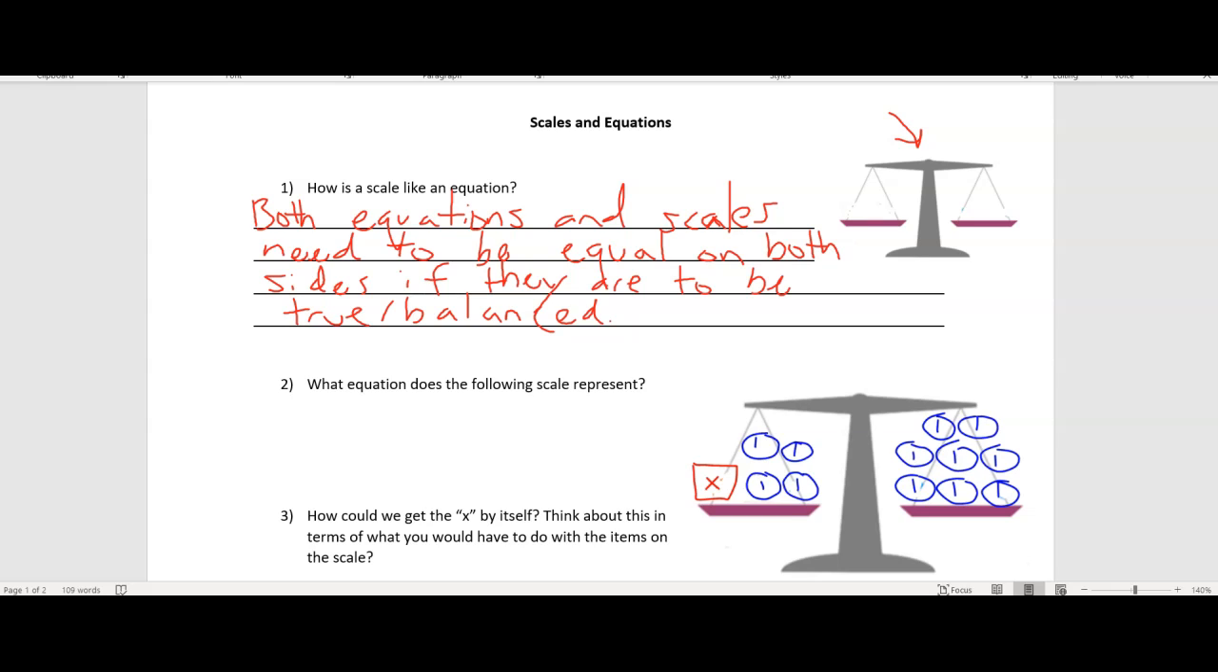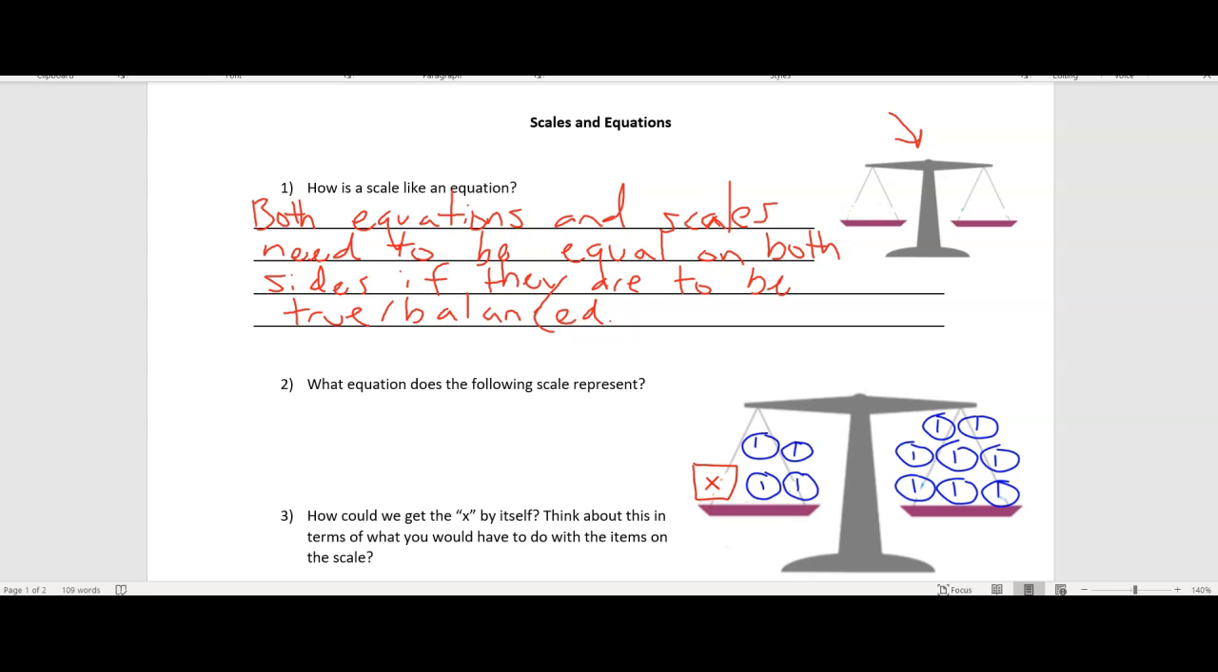You may not see the exact same thing on both sides, right? One side may have an x, the other side may just have numbers, but for the equation to be true, the things or the quantities or the numbers and the variables on both sides of the equation must be equal to one another. If they're not, then the equation is false. So we're going to look at how we could balance scales and how that is related to us balancing equations using different operations.